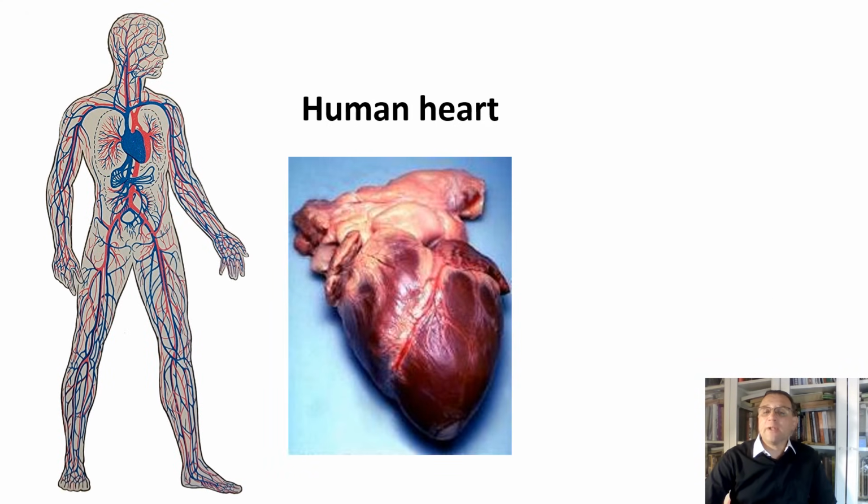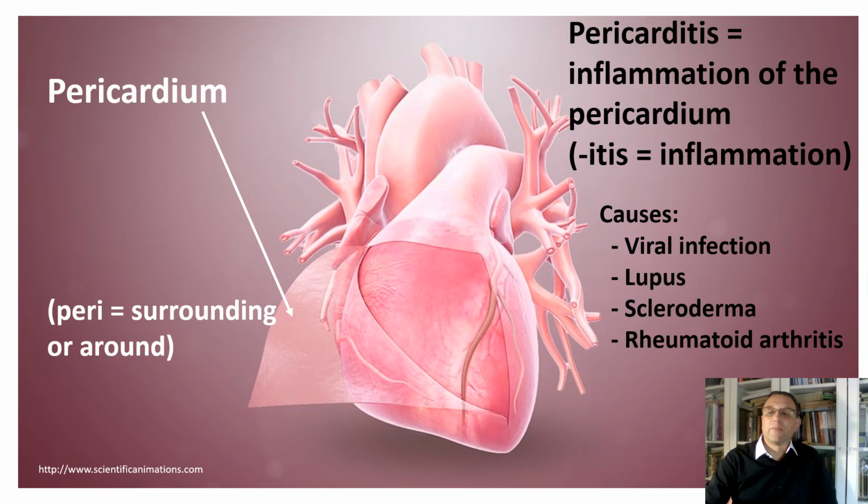The size of the human heart is about the size of the fist of its owner, and it is made of strong muscles called cardiac muscles. The human heart is a muscular organ located in the thorax and covered by a tough, fibrous sac, the pericardium. You perhaps heard of a condition known as pericarditis. This is inflammation of the pericardium.